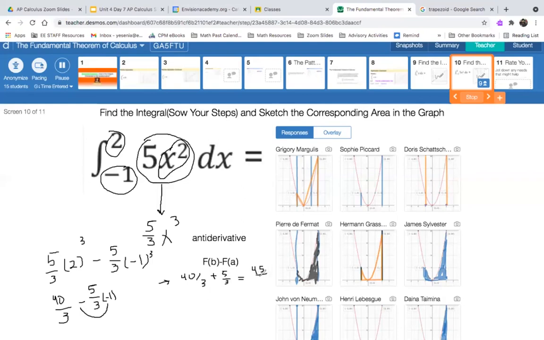Now, by the way, you could actually convert all this to decimals if you'd like. What is 45 divided by 3? So actually, oh, what's in the chat? 15, really? Well, that's a very nice area.